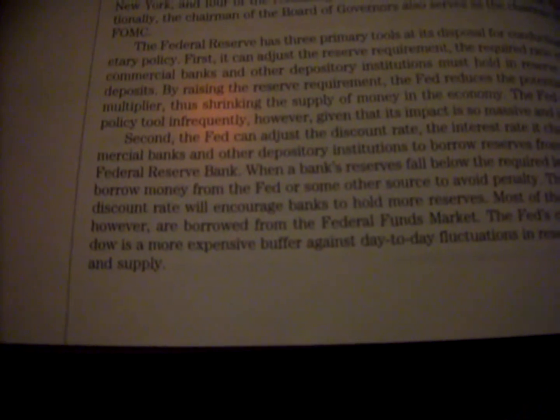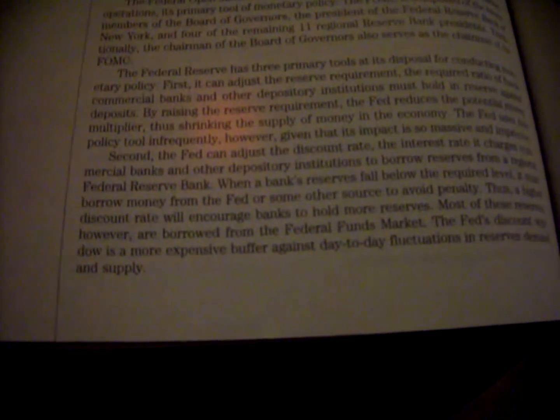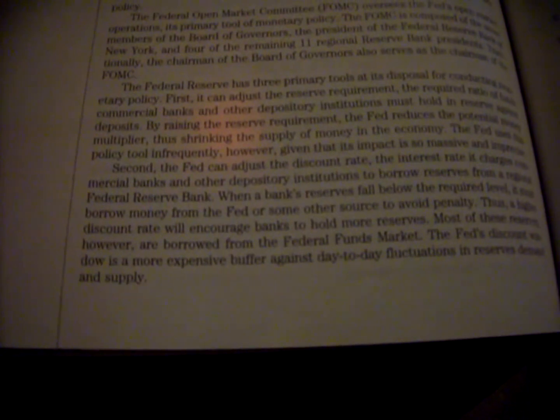When a bank's reserves fall below the required level, it must borrow money from the Fed or some other source to avoid penalty. Thus, a higher discount rate will encourage banks to hold more reserves. Most of these reserves, however, are borrowed from the federal funds market. The Fed's discount window is a more expensive buffer against day-to-day fluctuation in reserves demand and supply.